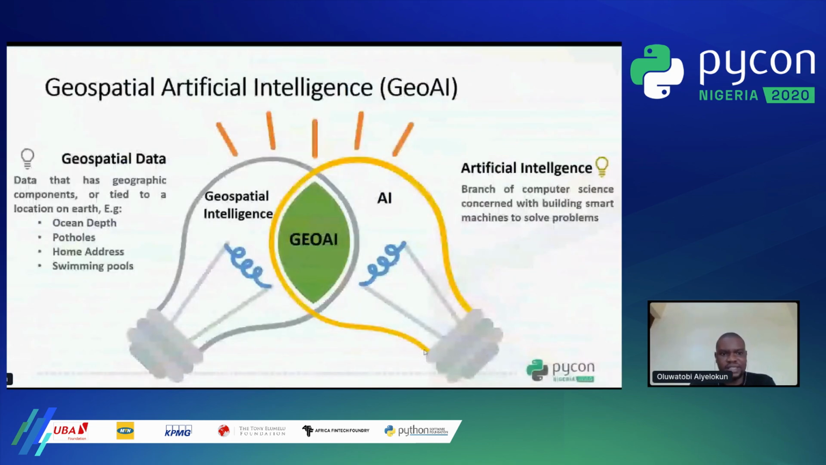Basically, GeoAI means integrating GIS technologies and AI. GIS technologies means data that leverage on location. This means that your data is tied to a location on Earth. Unlike your normal database, maybe you have a customer database, in GIS or geospatial intelligence, we are talking about your database now tied to a location on Earth. Other examples are probably the ocean depth, potholes, home addresses, swimming pools, and others.